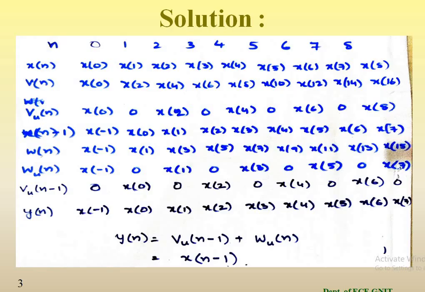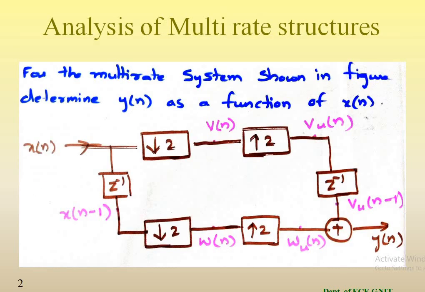Since we have already shown this perfect reconstruction property in the time domain, I leave the formal proof of the perfect reconstruction property of the multirate structure shown in this problem as an exercise for the students. Just go through this problem, try to solve it using the frequency domain, and check whether y of n is equal to a delayed version of x of n or not. This can be considered a formal proof of the perfect reconstruction property of the multirate structures.